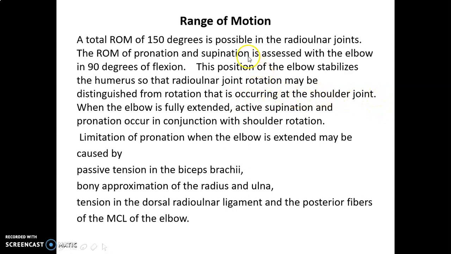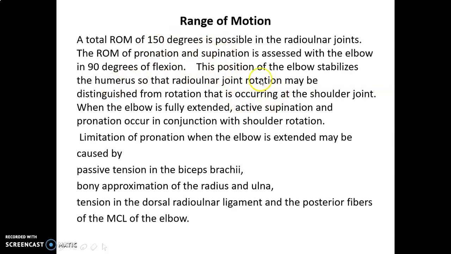Why, while measuring the range of motion of supination and pronation, should we ask the person to flex the elbow to 90 degrees? Because if he or she doesn't do that, the isolated movement of the forearm will not come. The person may rotate his or her shoulder joint, so we will not get the exact range of motion of supination and pronation.